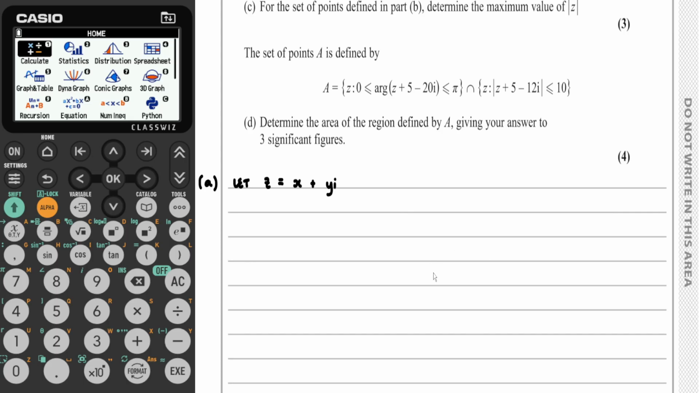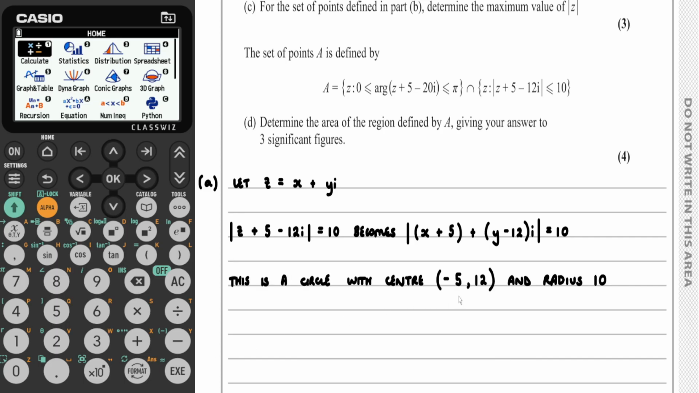We will begin by letting z equal x plus yi. So therefore, this mod of z plus 5 subtract 12i equals 10, we will replace the z with x plus iy, and therefore this will become the mod of x plus 5 plus y subtract 12i equals 10. What we have here is a circle with centre negative 5, 12 and radius 10.